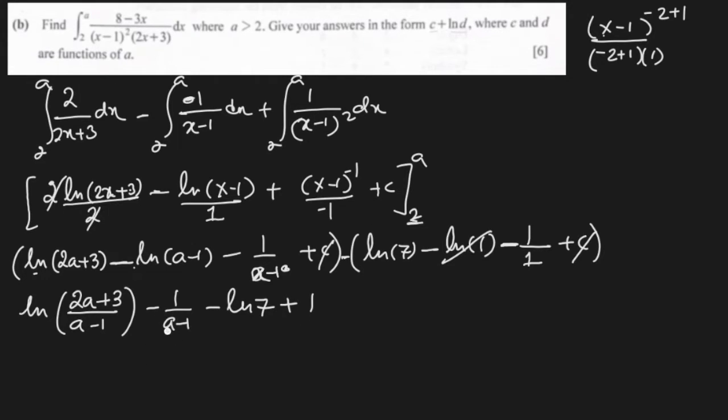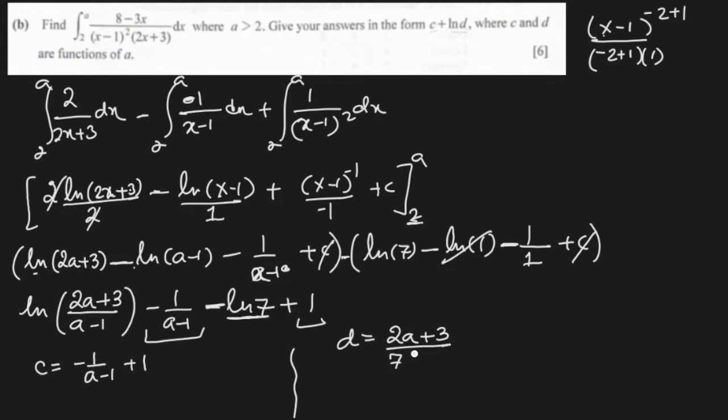Okay, so we want c plus ln d. C means the constant part. This will be c, this and this. So let's write here, c is equal to negative 1 over a minus 1 plus 1. And d will be the contents of ln. And this 7 also has to merge here because it's subtracting, so it will join the denominator. So d will be 2a plus 3 over 7 times a minus 1. And this looks okay. That will be the answer.